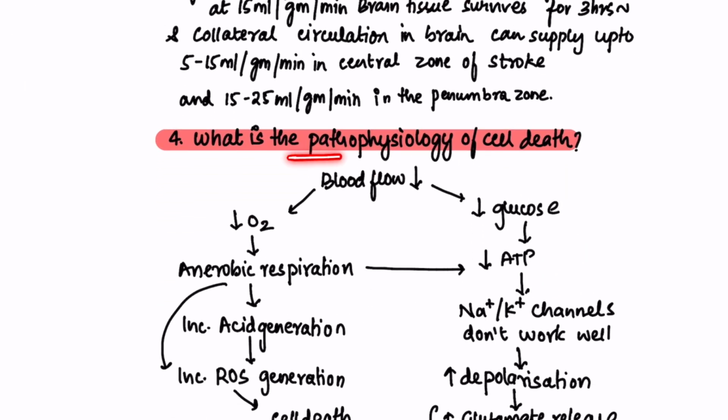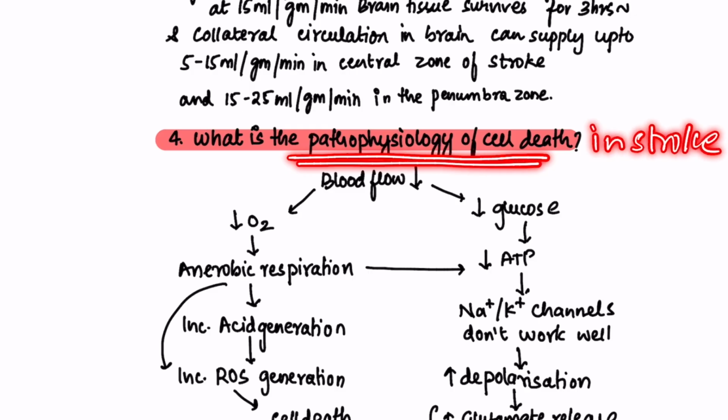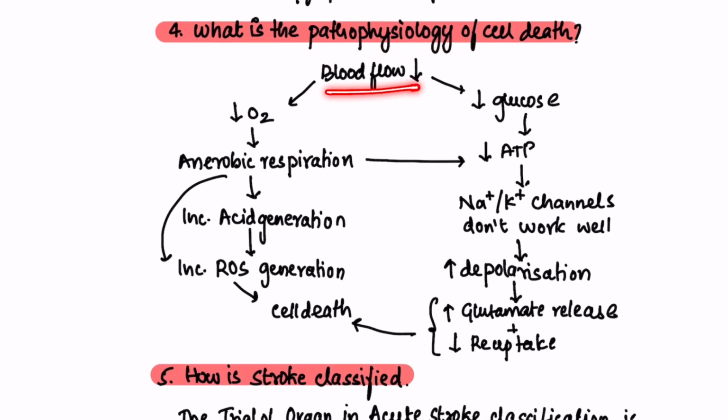Now coming to what is the pathophysiology of the cell death in stroke. So in stroke, what happens is there is a decreased blood flow. This decreased blood flow will have decreased oxygen, so there will be anaerobic respiration in the cell, which will increase acid generation like lactate. And also there is reactive oxygen species generated, and these two in combination cause cell death.